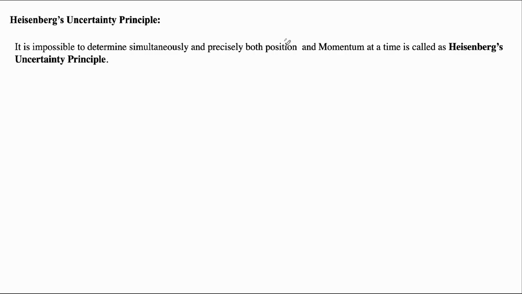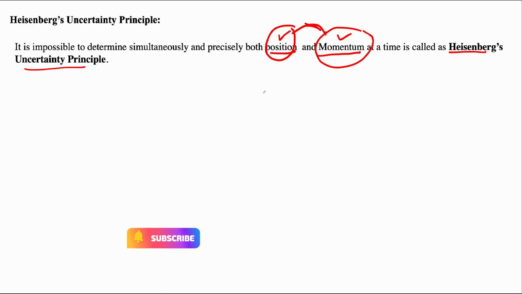What the Heisenberg uncertainty principle is trying to say here is you can find out position separately or you can find out momentum separately, right? But you can't find out position and momentum at a time. So this is what Heisenberg tried to explain to us. How is it possible? Okay, so let us take one simple example.